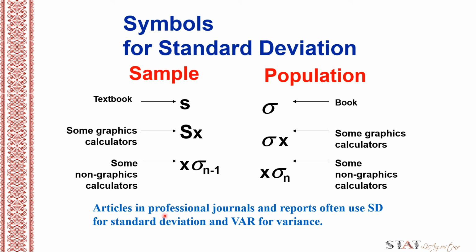So articles in professional journals and reports often use standard deviations. For standard deviation, use SD. These are the shortcuts, and var for variance.